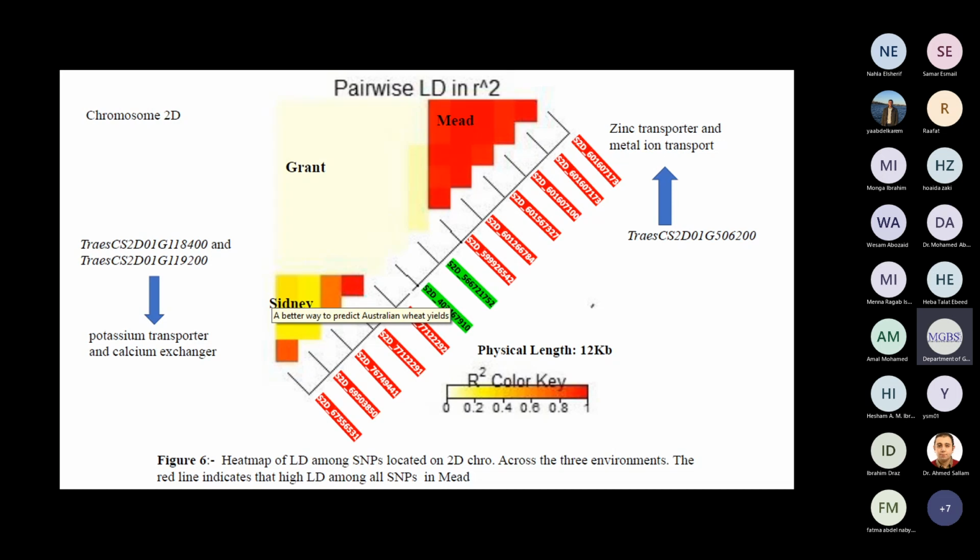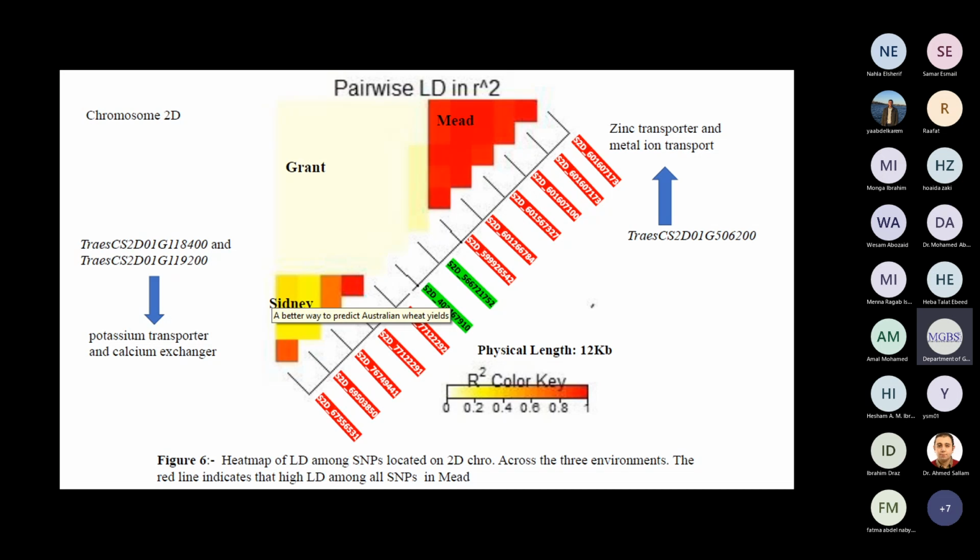We found this marker from the mid location, our environment. We also have these markers from Sydney and this marker from Gap. These are the 13 significant SNP markers that we found. This is because of G by E. Each significant SNP marker we found is specific for a location, for an environment.